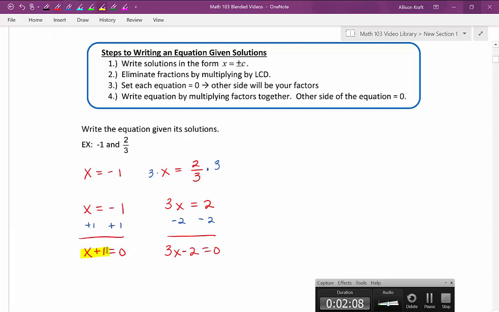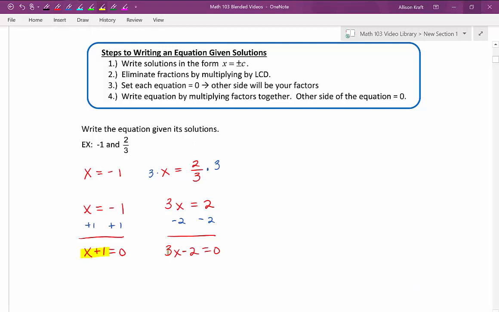Now, x plus 1 and 3x minus 2 are our factors. We're going to multiply these together to get our equation. X plus 1 times 3x minus 2 equals 0. As I mentioned before, this equation is equal to 0 because each of the factors was equal to 0 to begin with. So the product of two zeros will still be 0.